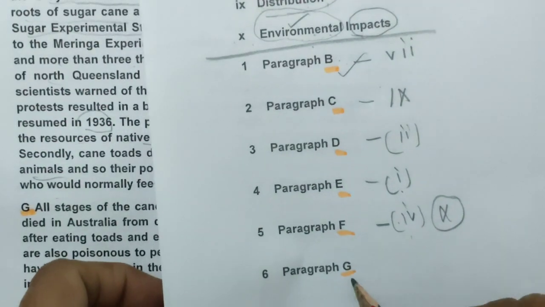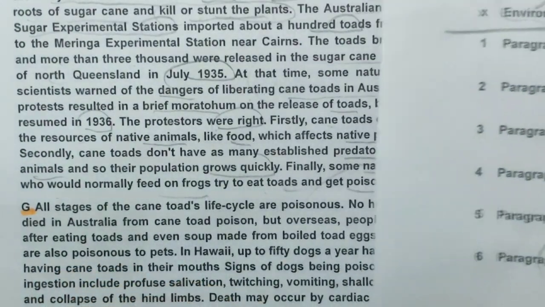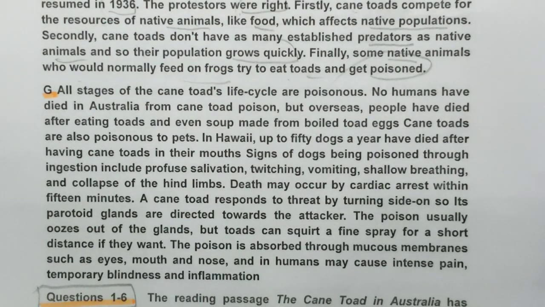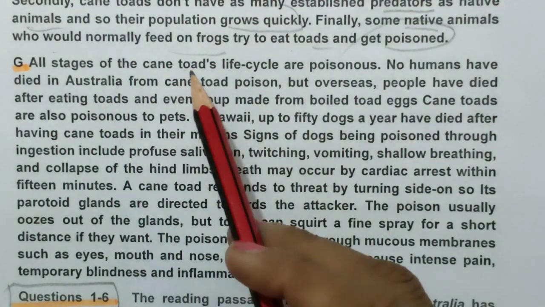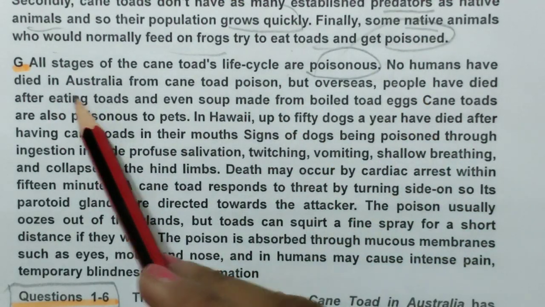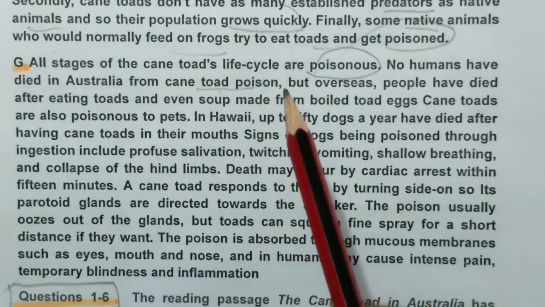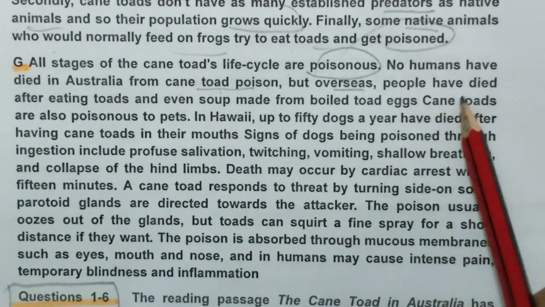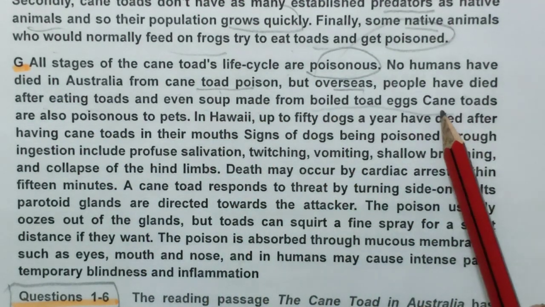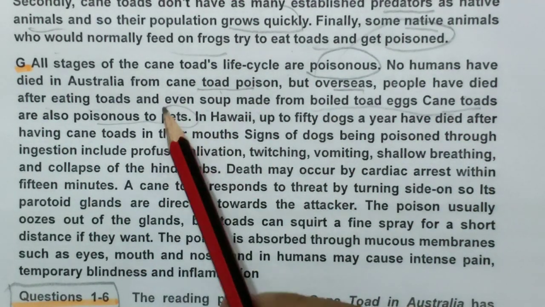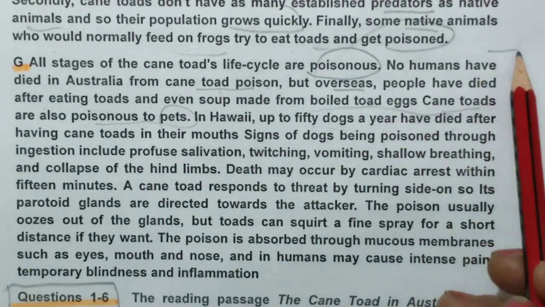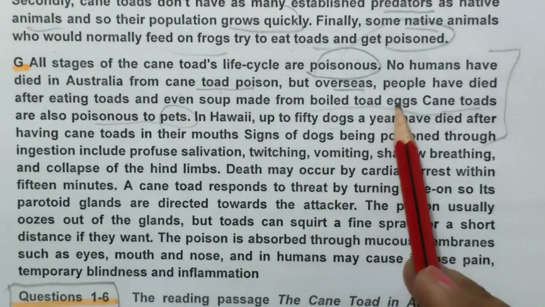Okay, let's decide the G paragraph also. Read it with me. All the stages of cane toad's life cycle are poisonous. No humans have died in Australia from cane toad poison, but overseas people have died after eating toads, and even soup from boiled eggs. Cane toads are also poisonous to pets in Hawaii. Up to 50 dogs have died. It means they are a danger to animals and to human beings.